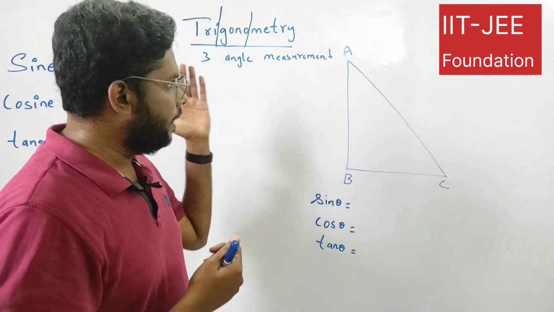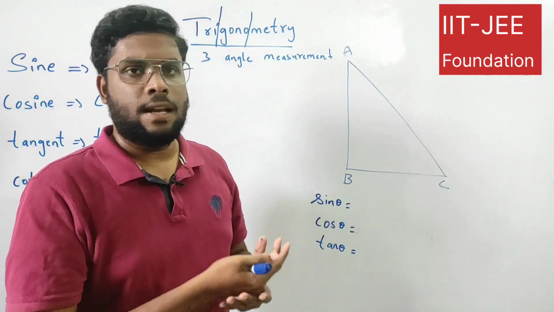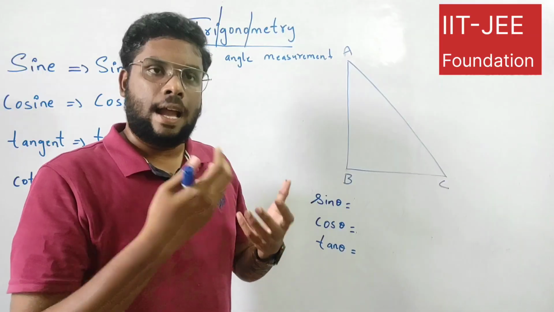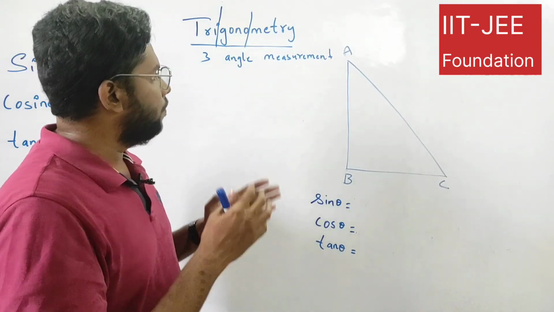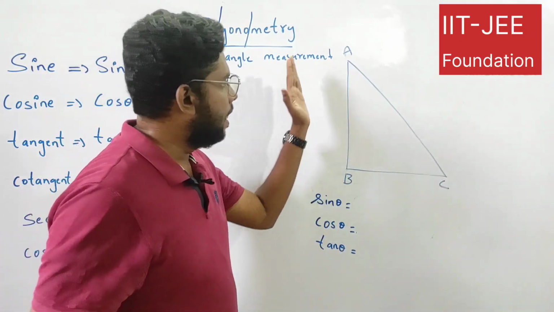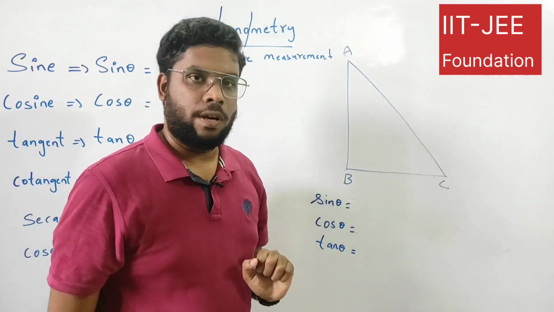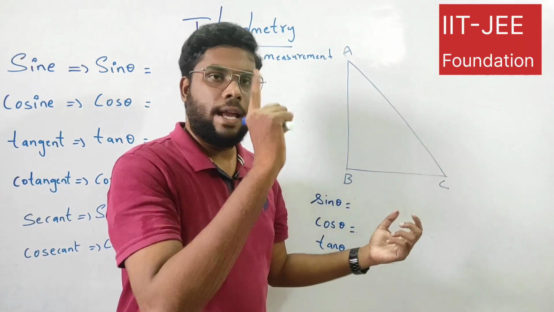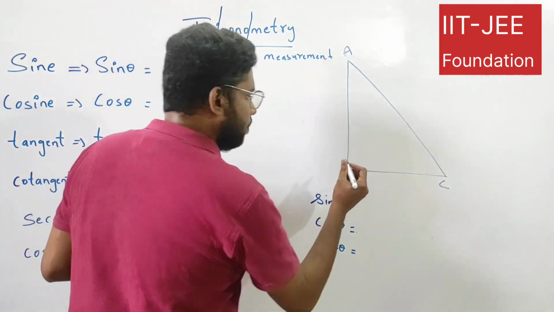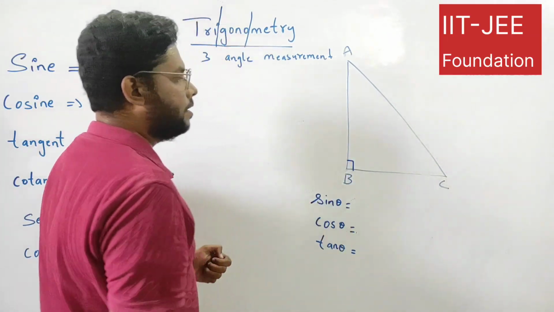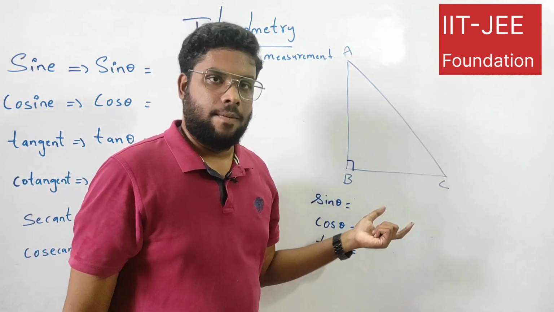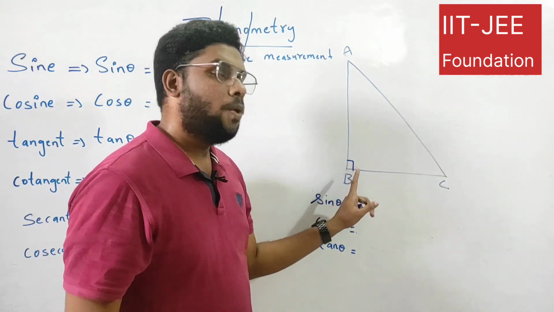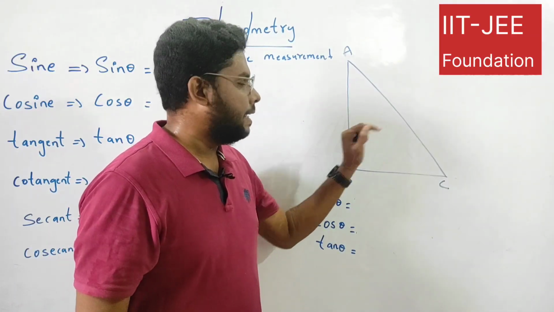So we have many types of triangles: isosceles triangle, equilateral triangle, scalene triangle, obtuse triangle, acute angle triangle, and right angle triangle. Okay, so what we will mainly focus on here is the right angle triangle. So what is a right angle triangle? A triangle in which one angle should be 90 degrees, then that triangle is said to be a right angle triangle. So what is a right angle triangle? A triangle in which one angle is 90 degrees is known as a right angle triangle.